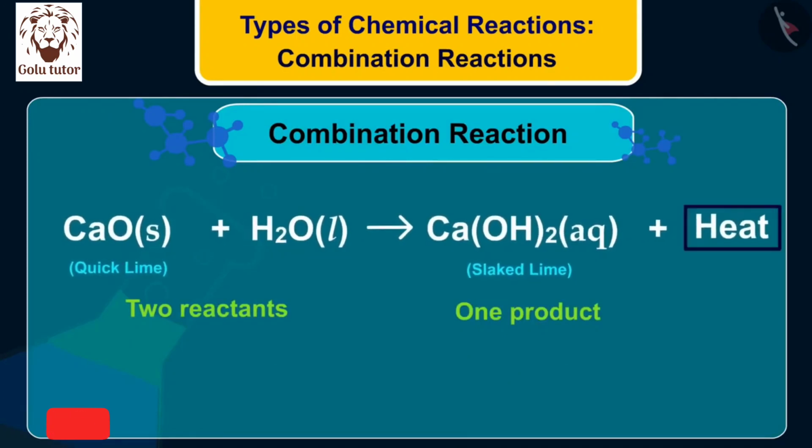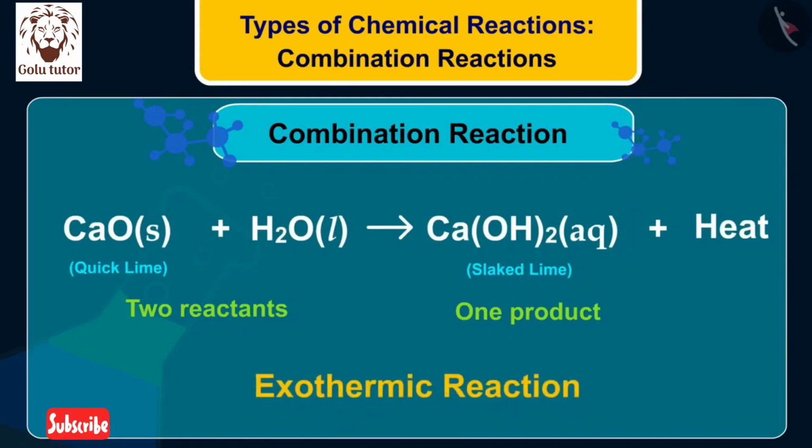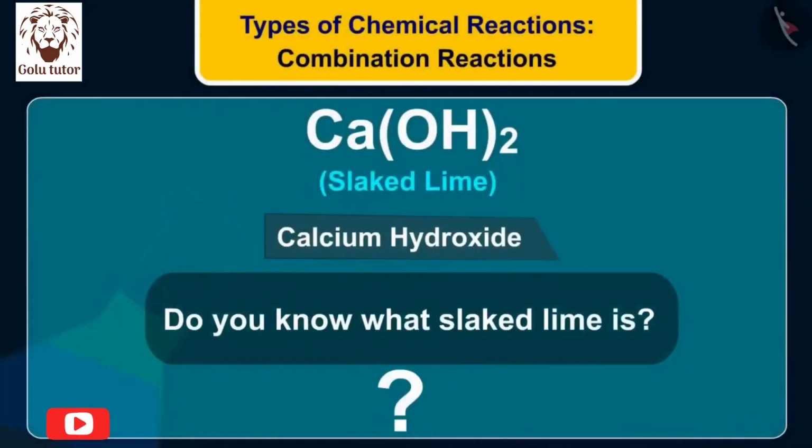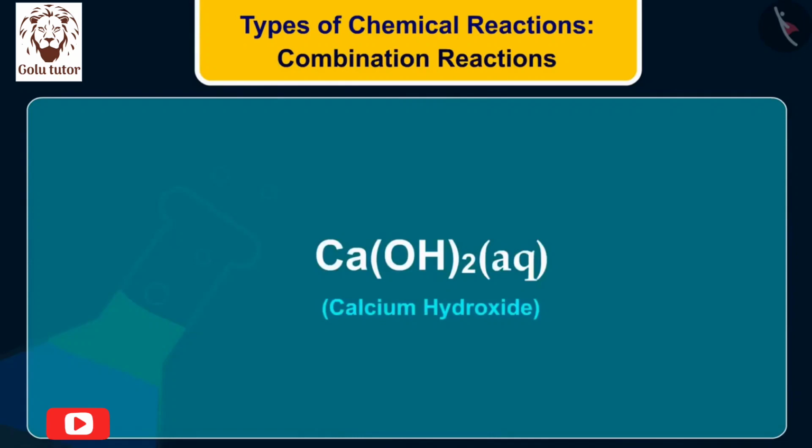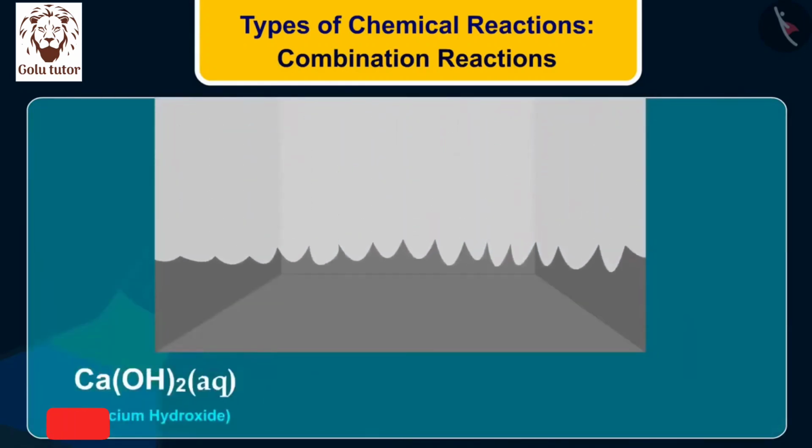Reactions in which heat is produced along with the formation of the product are called exothermic reactions. We will study them further. Friends, do you know what slaked lime is? Slaked lime is calcium hydroxide, Ca(OH)2, and it is used for whitewashing the walls.